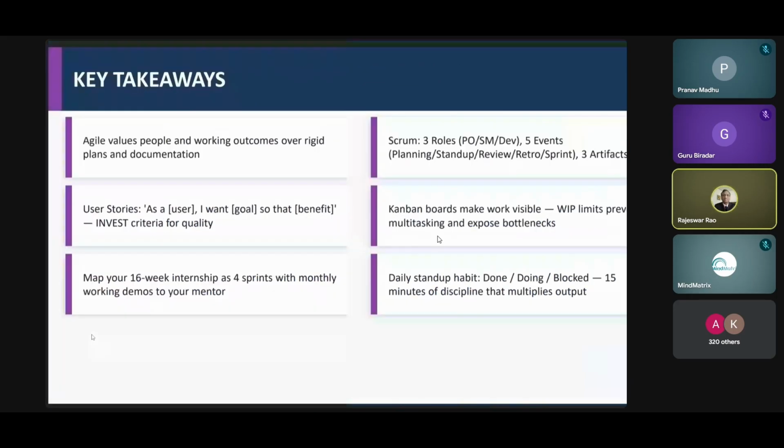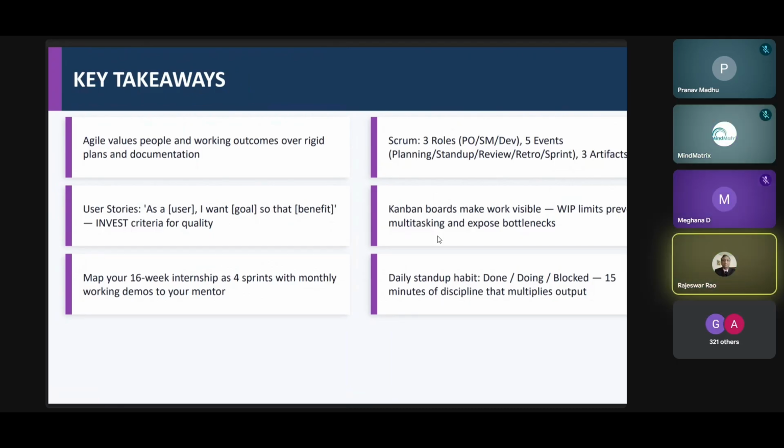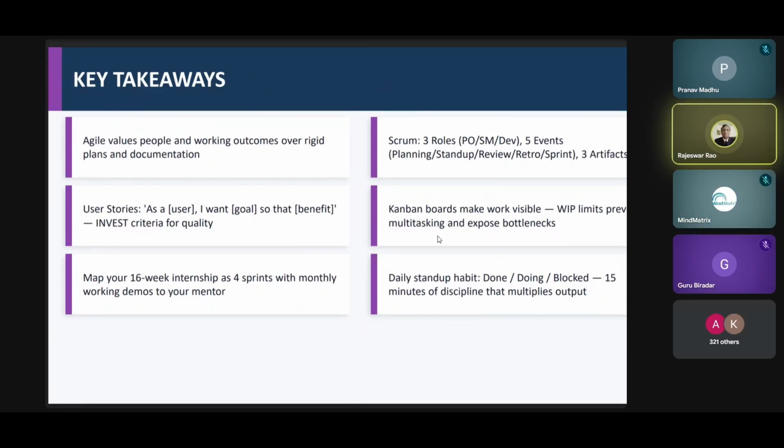So just to sum it up, this is what we have learned today. We looked at the agile methodologies, the values, the people, and the various outcomes compared with the waterfall models and the traditional models. We also looked at the various roles in a project: the product owner, the Scrum Master, and the developers.